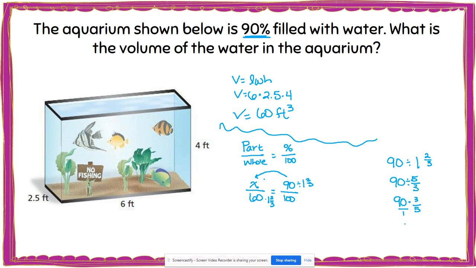90 times 3 is 270. 1 times 5 is 5. So now I have 270 over 5. And when I divide 270 by 5, I get 54. This means that 90% of the 60 feet cubed is going to be a volume of 54 cubic feet. So the water in the aquarium has a volume of 54 feet cubed.